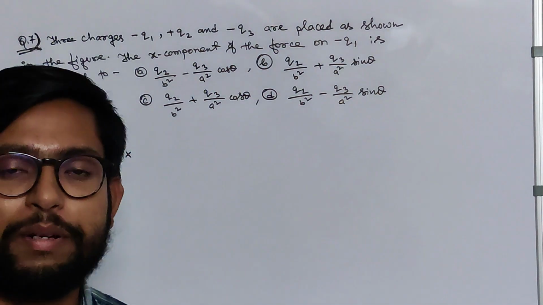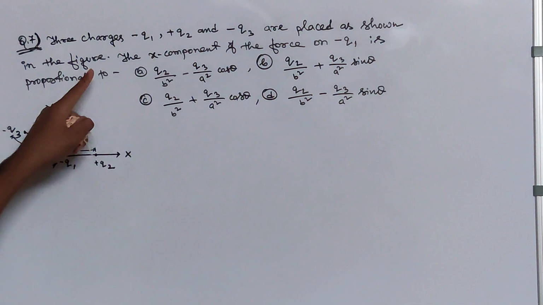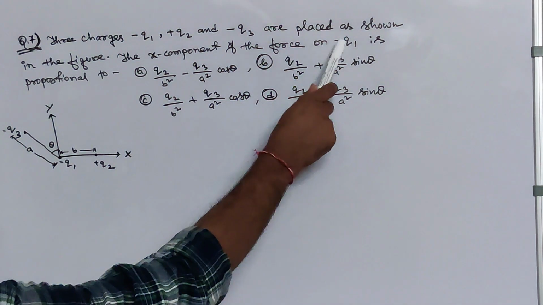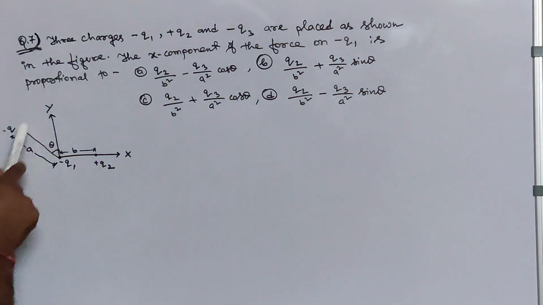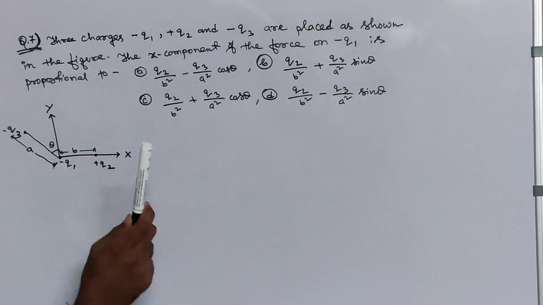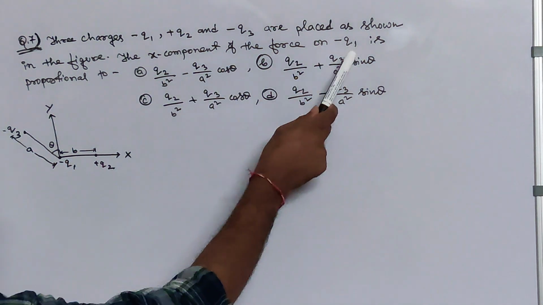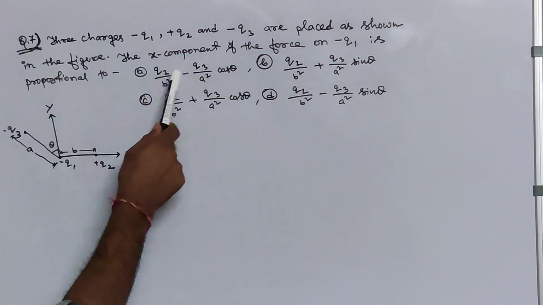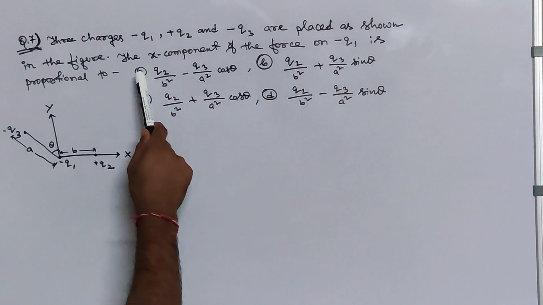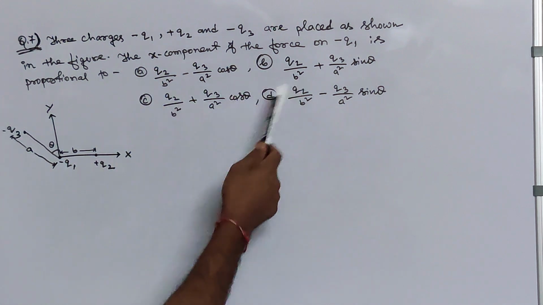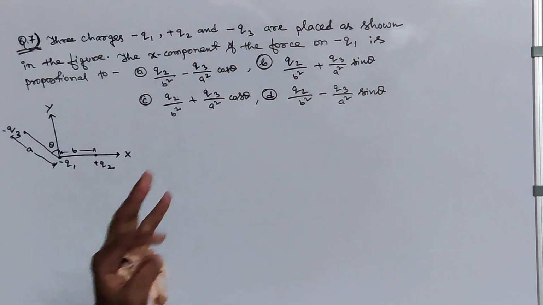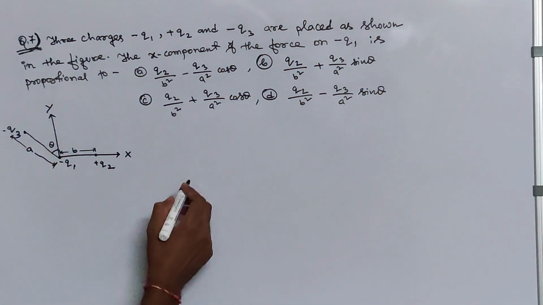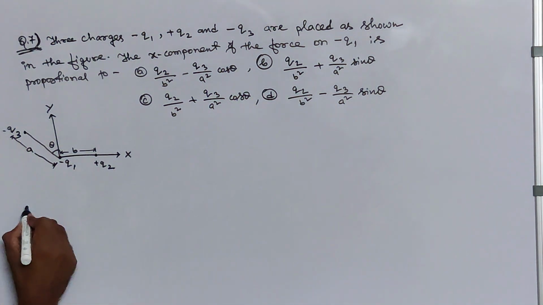Okay. Question number 7 is: three charges minus Q1, plus Q2, minus Q3 are placed as shown in this figure. Then you have to find the x component of the force on Q1, which is proportional to either option A, C, B, D. Out of these 4 options, one is correct. So you have to find which one is correct. Okay. So let us find which is the correct option.